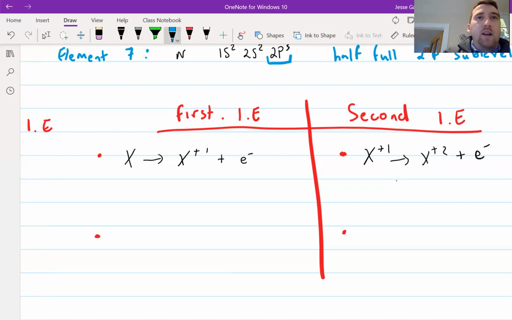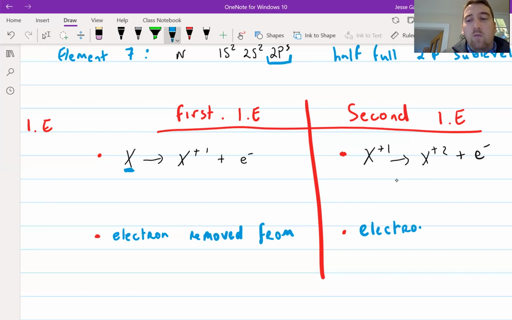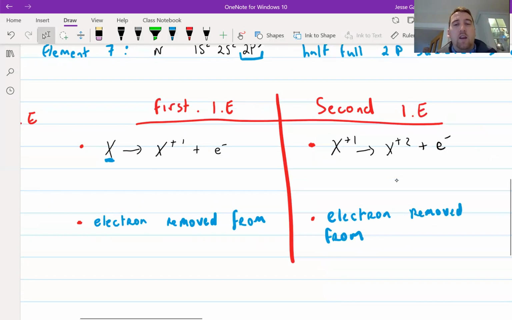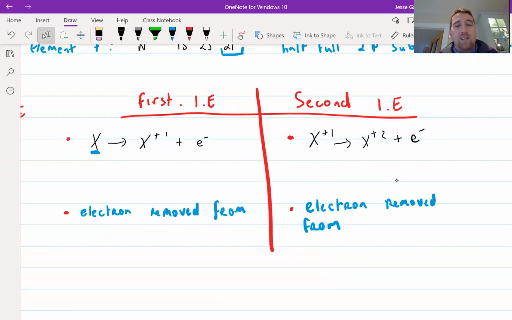So what do we want to say? Well, for the first ionization energy, the electron is removed from what type of thing? And for the second, what is the electron being removed from? So again, this explains the differences in the definitions. Now, you could have written out the exact definition that you learned for each one, but I'm trying to show you here how to just compare them.